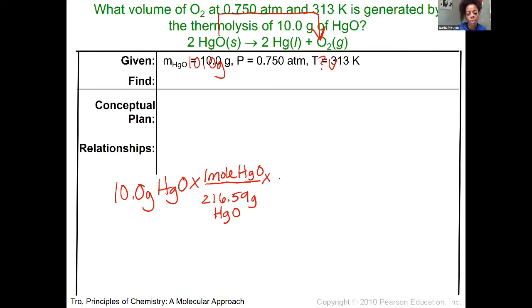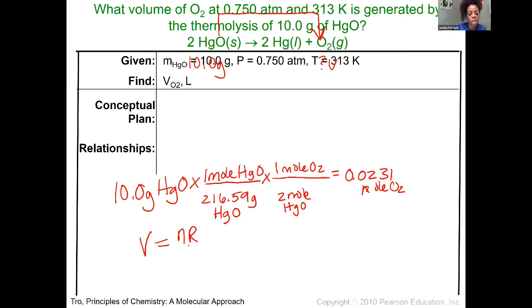We then would convert from mole to mole. So we would say 2 moles of the mercury oxide is to 1 mole of oxygen. Again, if we were at STP, we could keep going and use that molar volume. But since we're not, we're going to stop here and get our moles. So 10 divided by 216.59 divided by 2, and that gets us 0.0231 moles of oxygen. Then if we want to find the volume, we're again going to use that PV equals NRT equation and solve for the volume. So volume would equal NRT over P.